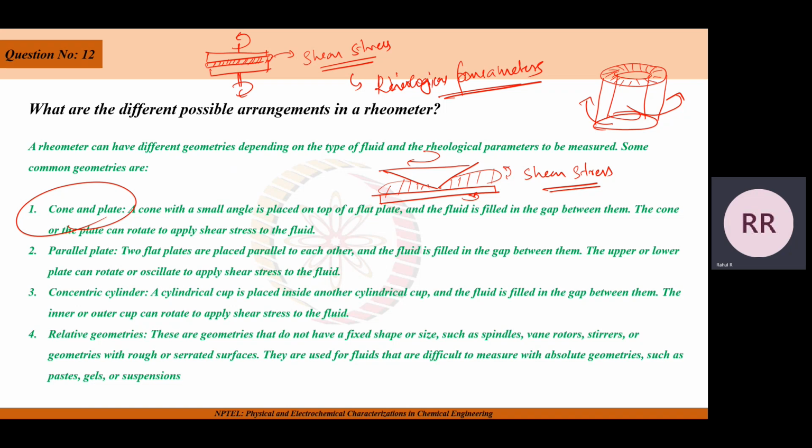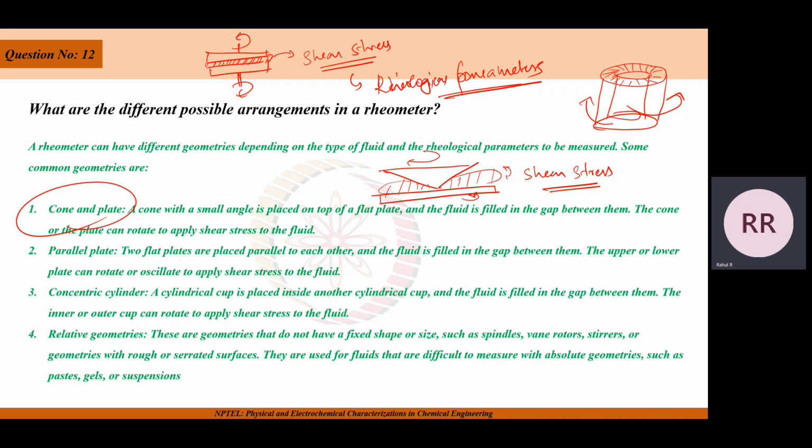The other one is concentric cylinder, where two cylindrical cups are placed one inside the other. There will be two cylinders, one smaller and the other larger, and obviously the difference in their diameters is very small, maybe in the order of a few millimeters. They are separated, and the fluid whose rheological parameters should be measured is filled in between these concentric cylinders, and then either of the cylinders, maybe the outer or the inner, will be rotated so that the material in between them would experience some shear stress, and then correspondingly we can measure the rheological parameters.